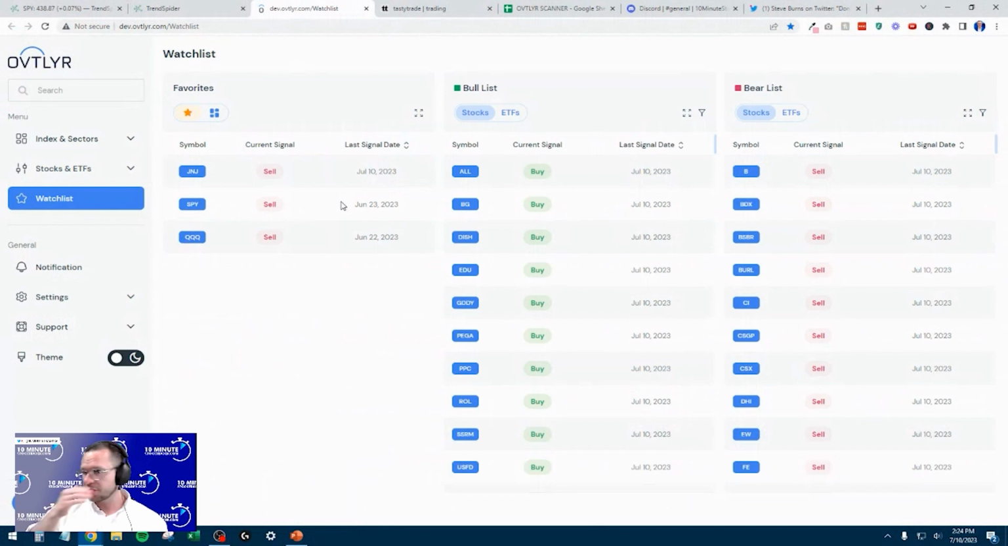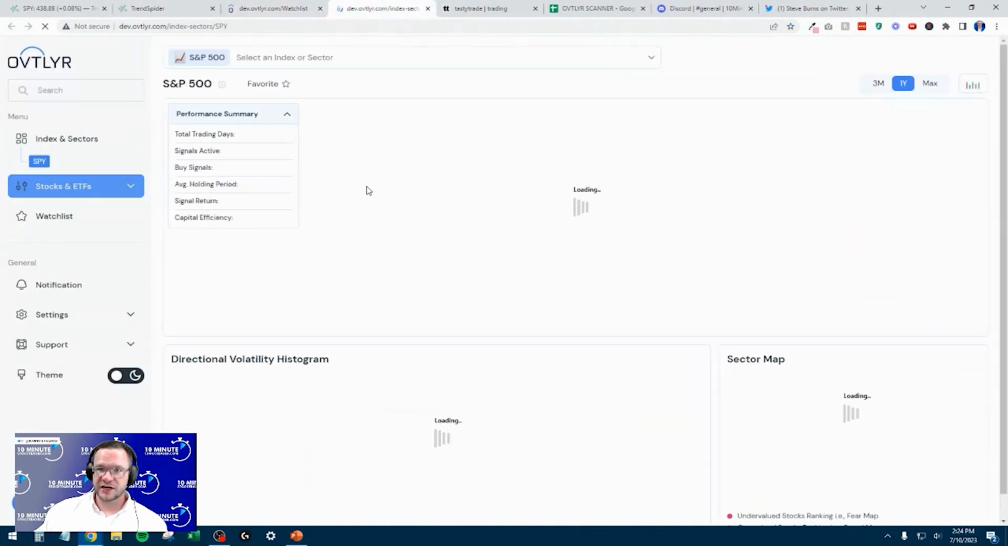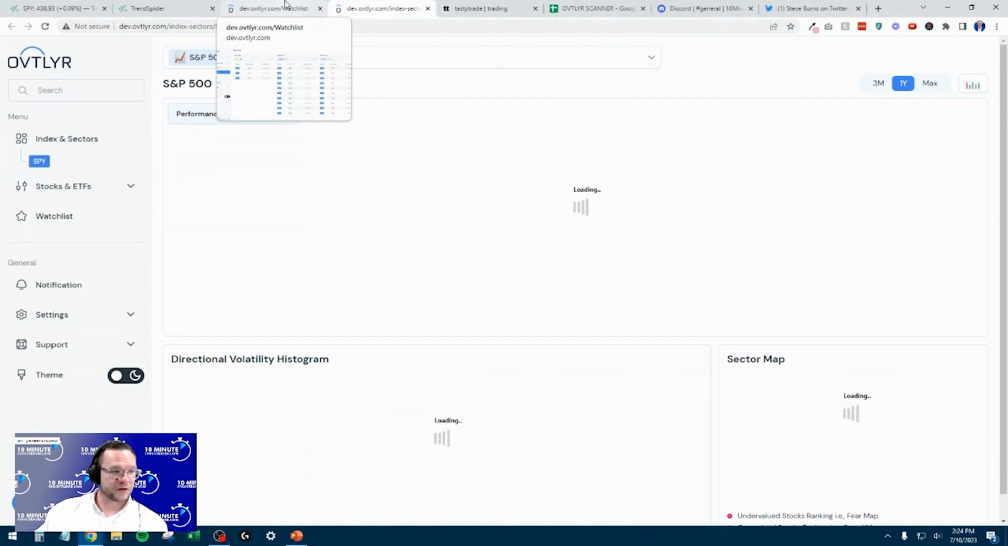So right now, like I said earlier, SPY is still on a sell signal. We had a short position on in that, but have taken it off. But we're only looking for shorts right now until this turns around and shows a buy signal. And then we'll look for long positions.